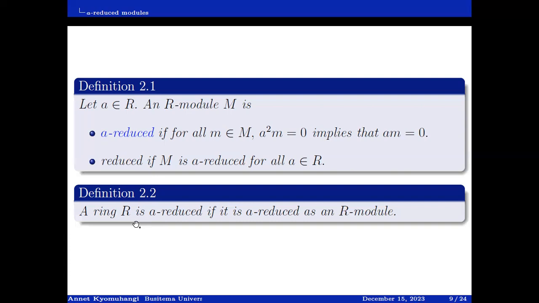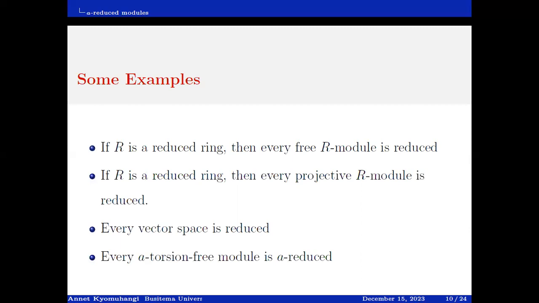We shall say that a ring is a-reduced if it is a-reduced as an R-module. Some of the examples of reduced and a-reduced modules include free modules. Free modules defined over a reduced ring are reduced. And because reduced modules are closed under submodules, direct sums and products, we find that projective modules also defined over reduced rings are also reduced. Why? Because projective modules are direct summands of free modules. So we also have the vector spaces being reduced. And we find that the a-torsion free modules are also a-reduced.